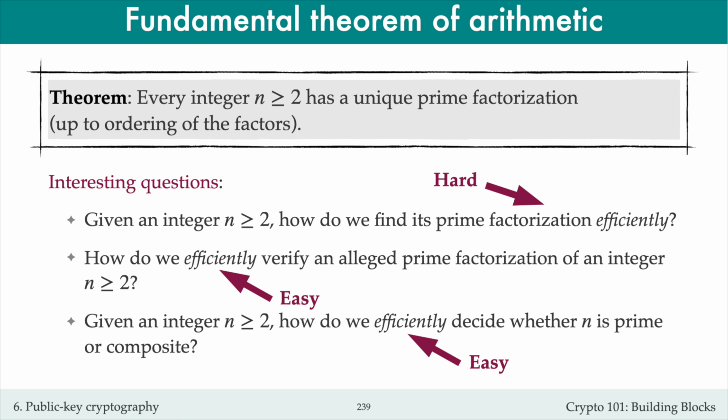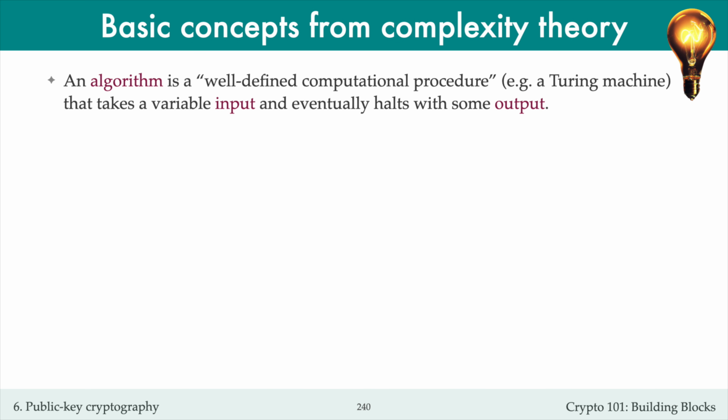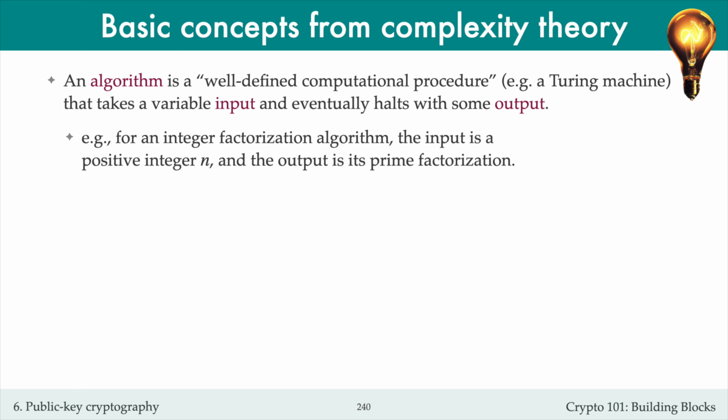I'll next make the notion of efficiency a bit more precise. These are notions you would typically see in a computer science class in algorithms. An algorithm is a well-defined computational procedure, more precisely a Turing machine, or less precisely, a computer program written in your favorite programming language that takes a variable input and eventually halts with some output. For example, an algorithm for integer factorization takes as input a positive integer n and outputs the prime factorization of n.